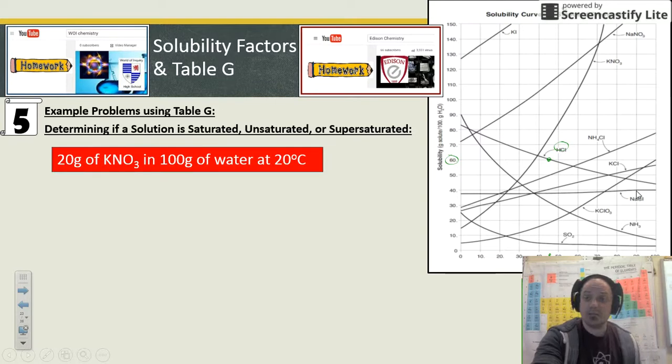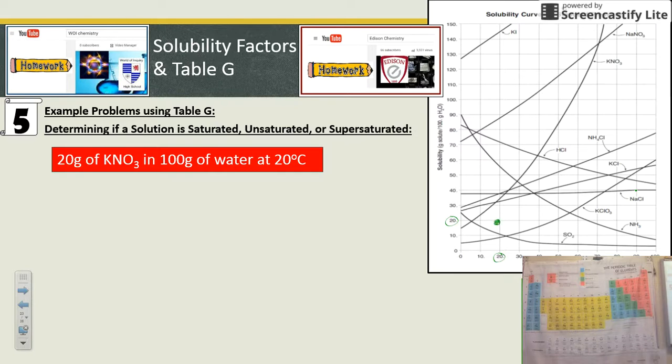Potassium nitrate, different chemical, different curve, different temperatures, different masses. So potassium nitrate, 100 grams of water, 20 grams. Let's do it and see. 20 grams KNO3, there's 20. 20 degrees Celsius, so the point of interest is right there. And then we compare it to the KNO3 curve. Well, the KNO3 curve is much farther above that, so that is an unsaturated solution. You write it down in your notes, unsaturated solution.